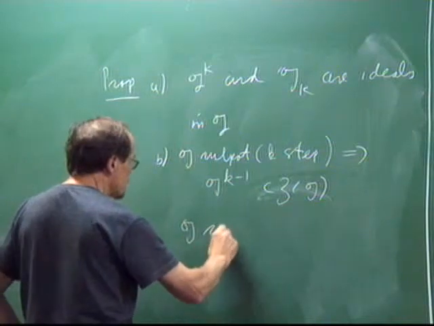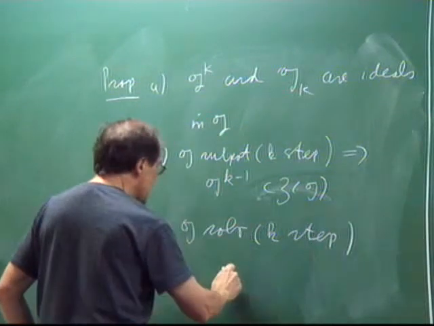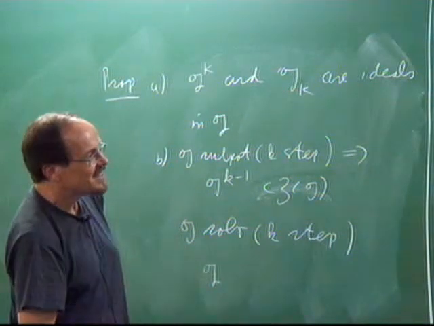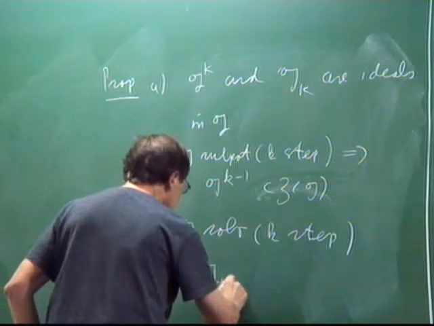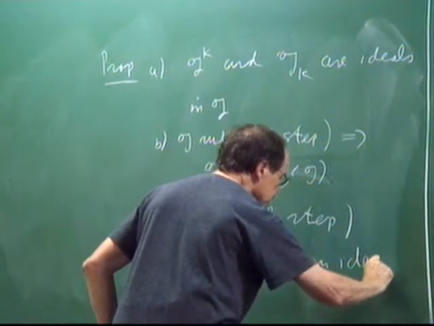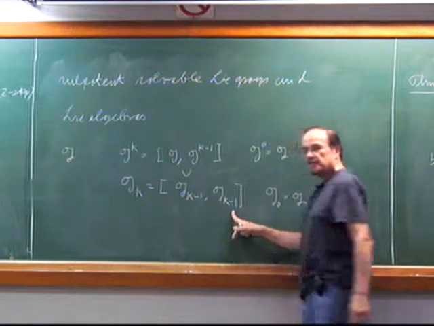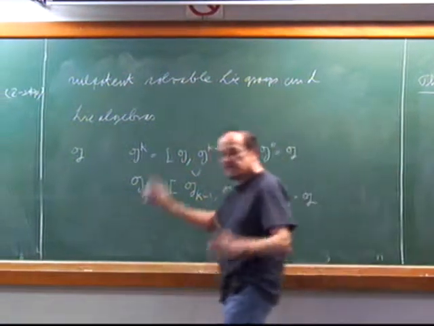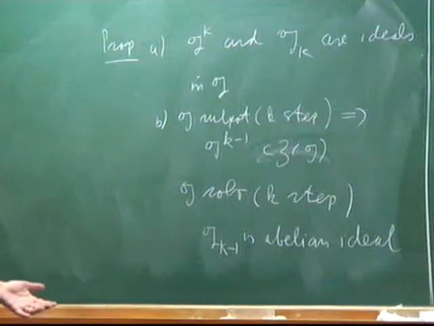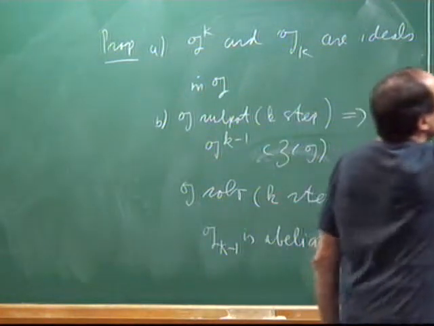And if G is solvable, again k-step, then the last one, G upper or lower k? I always forget. Lower k, right? G lower (k-1) is an abelian ideal. So certainly what this says is the last one commutes, it's abelian, right? That's what this is here. And they're all ideals, so this is an abelian ideal. So every nilpotent Lie algebra has a center, and every solvable one has an abelian ideal. Okay. Important basic properties.